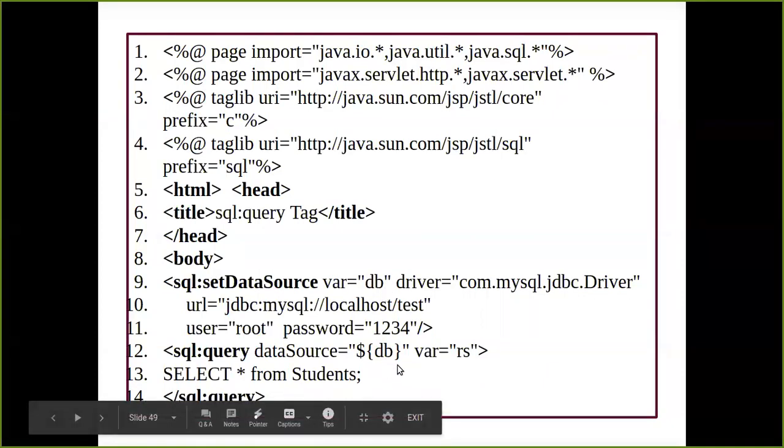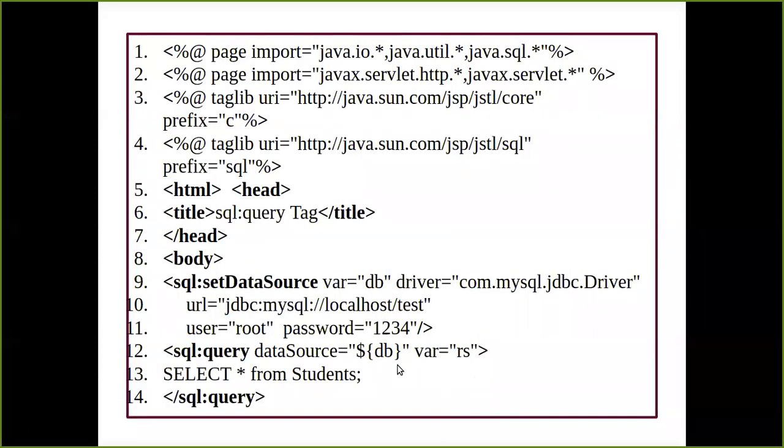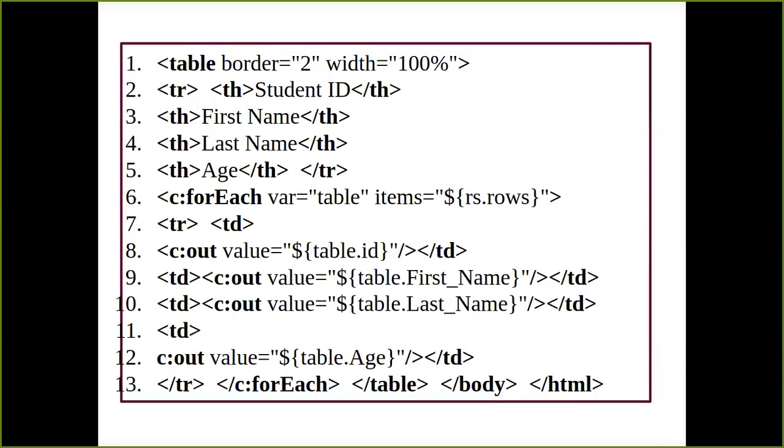So I hope you have understood the flow. We have a db variable which is going to hold some value, and it is passed to the next variable called rs, inside your sql query. Once it is fetched from there into the rs, we come here where we want to display something on the web page, so we want to display it in table form.